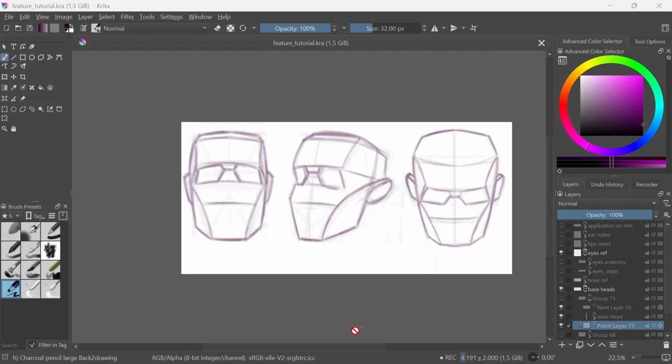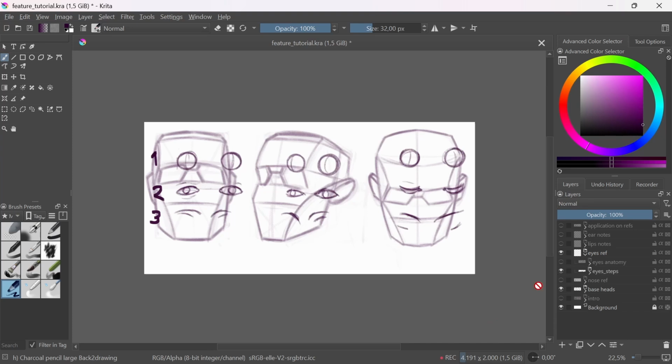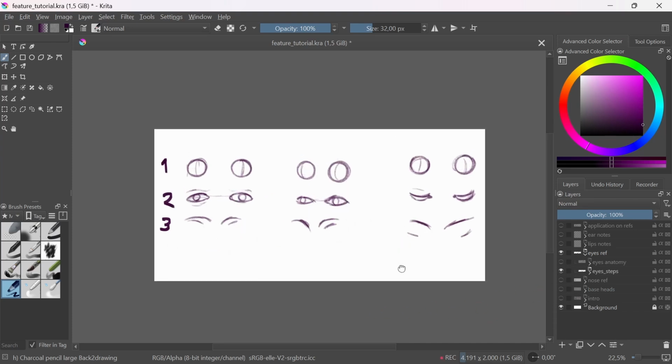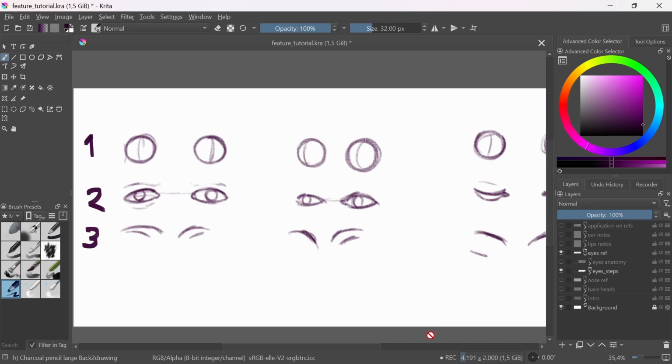Let's talk about eyes now. Similar to the other one, we're going to use this base head to show you the steps. First of all, we have these steps for the eyes. So we have 3 steps here. Eyes may look more complicated, but essentially when you get the grasp of them, they look much easier.